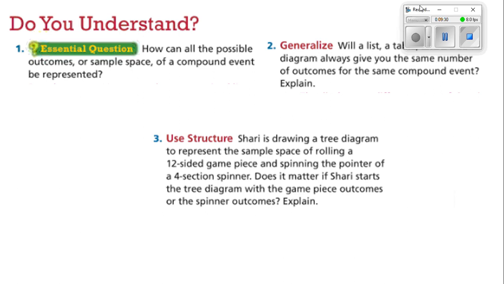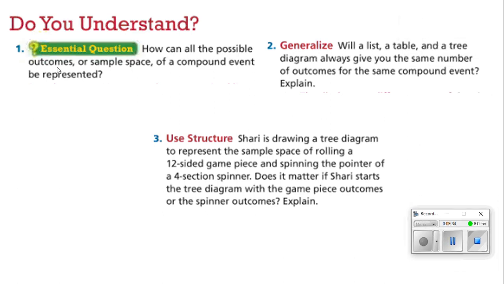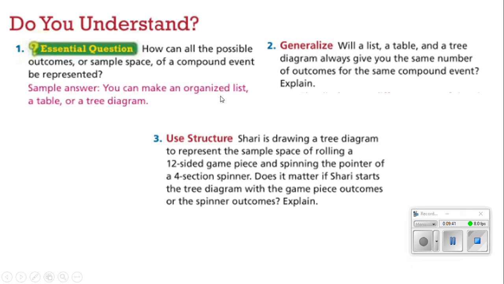Let's go to the Do You Understand? It says here, how can all possible outcomes or sample space of a compound event be represented? Well, you can make an organized list, a table, or a tree diagram. We just went over that, right?